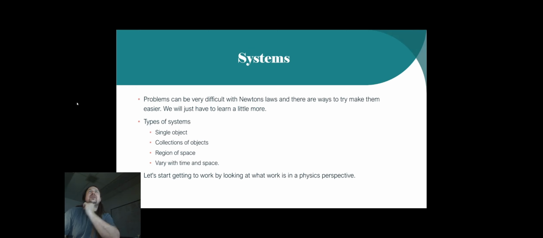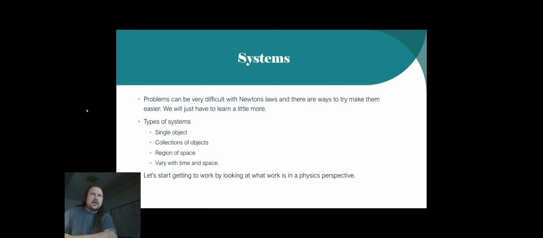The reason why we have to introduce some new stuff is because Newton's laws are great and they work very, very well for simple systems. Okay. Newton's laws are not incorrect, but there are problem sets that get very difficult if you're going to use Newton's laws. And we have different ways of making them a little bit easier by using other variables. You would want to pick whatever equations would help you the most here. And to do that, we just need to learn a little bit more.